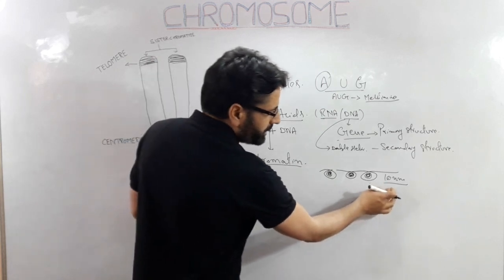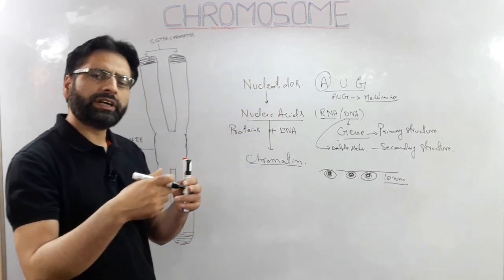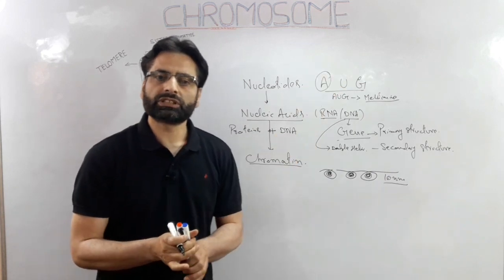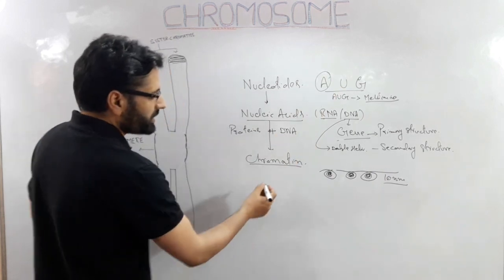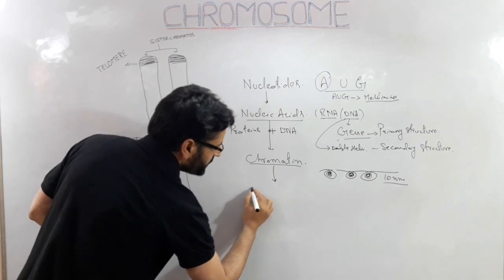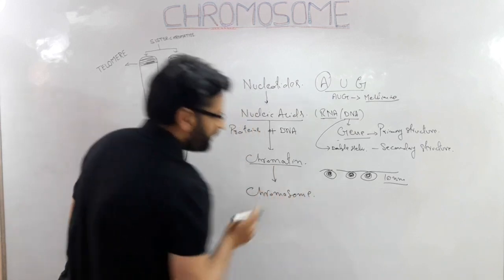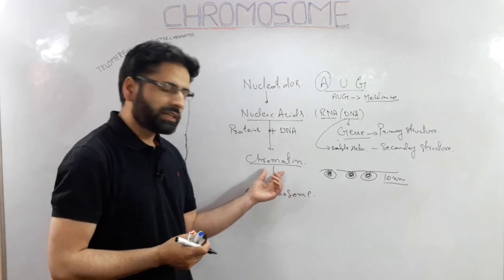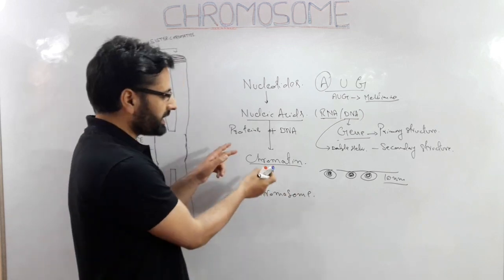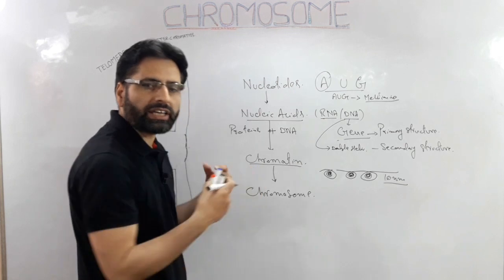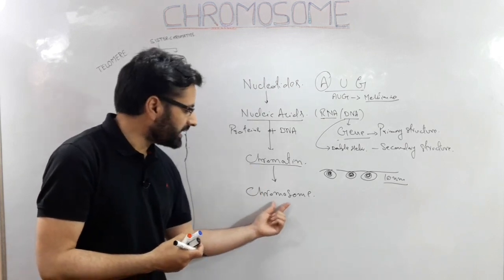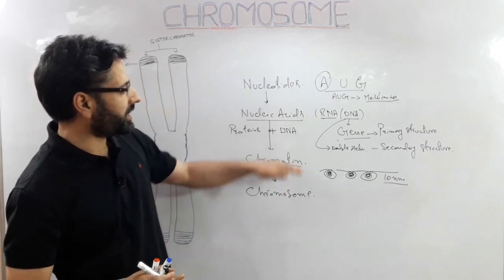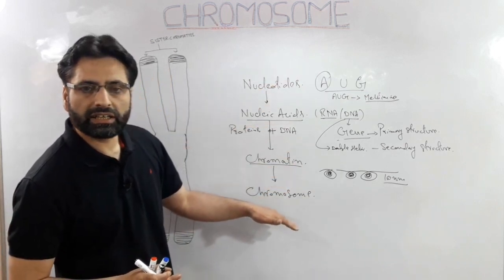Then this 10 nanometer fiber forms the solenoid of the 30 nanometer fiber. Then it undergoes higher level of this folding. Finally, this chromatin leads to the formation of the chromosome. So this chromosome is actually the highest condensed form of this chromatin. That is, when this chromatin undergoes higher level of condensation, then it leads to the formation of the chromosome. Now you can understand how the structural hierarchy is arranged.